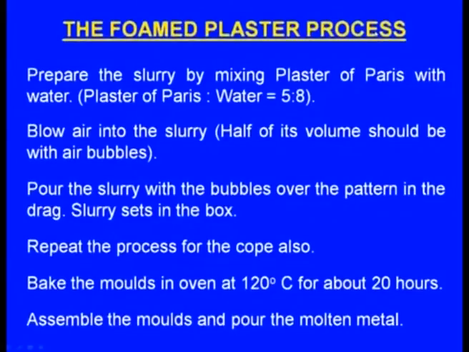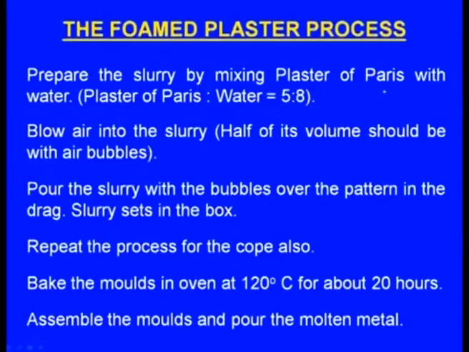Finally people arrived at the foamed plaster process. So it is similar to the earlier one, but some modification is there. What is that? We will see. Prepare the slurry by mixing plaster of Paris with water, and the plaster of Paris and water proportion is 5:8, meaning the proportion of the ingredients is exactly the same as that of the earlier one.